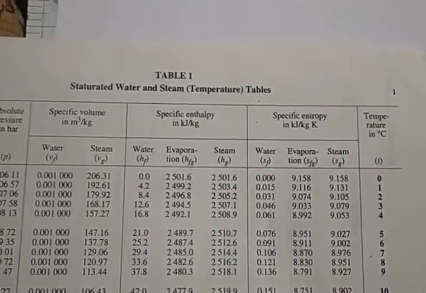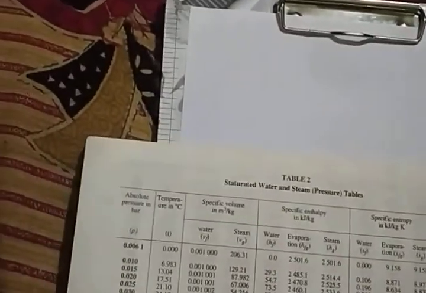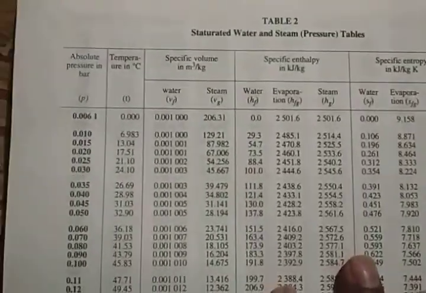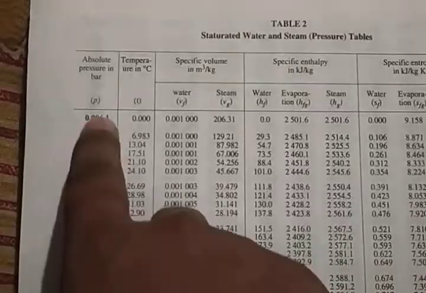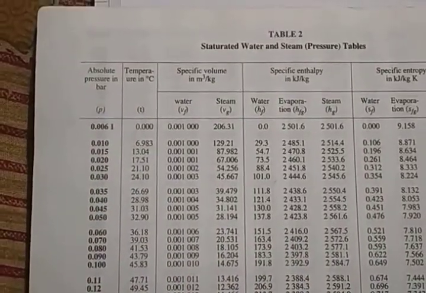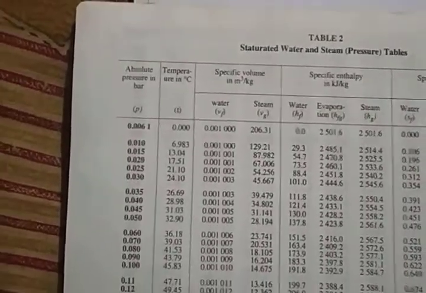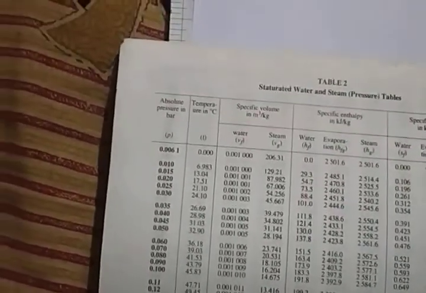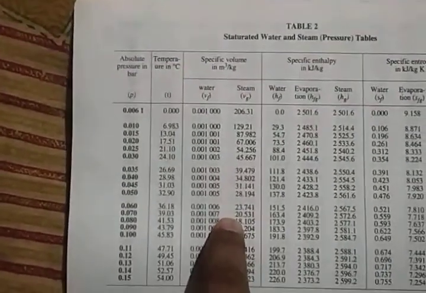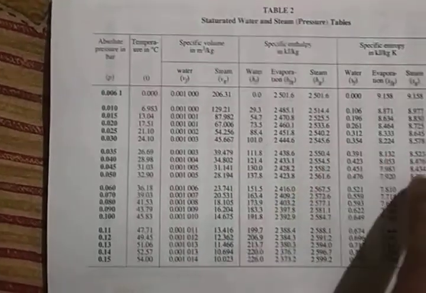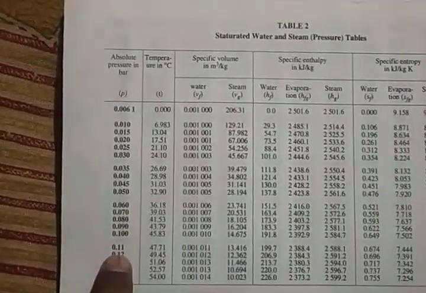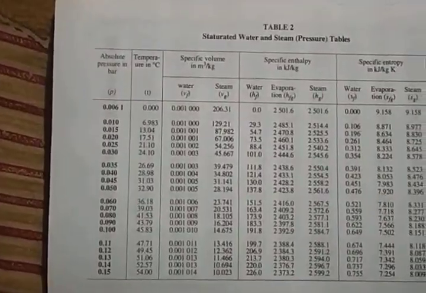This is the temperature table. The second table is on pressure, that is absolute pressure in bar. The pressure is the first column in the table. The second one is saturation temperature. For a given pressure, what is the temperature? Then specific volume, specific enthalpy and specific entropy for that particular pressure. This is table number 2.